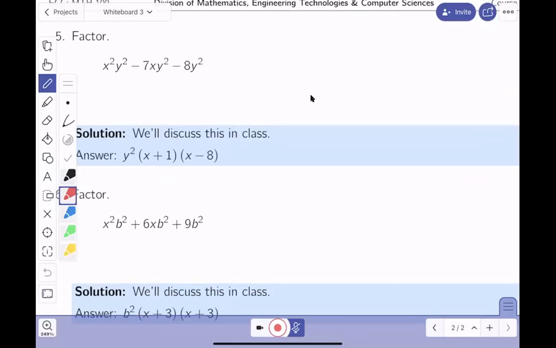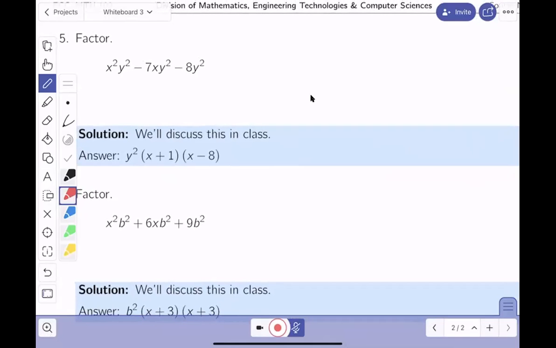Not everyone works at the same speed, by the way. So we'll take a look at it, and it looks difficult, but I have to look at it. And the first thing I notice about this guy over here, there is a GCF. What's a GCF? It looks like y squared. So I would factor that out. And what would you be left with? X squared minus 7x minus 8.